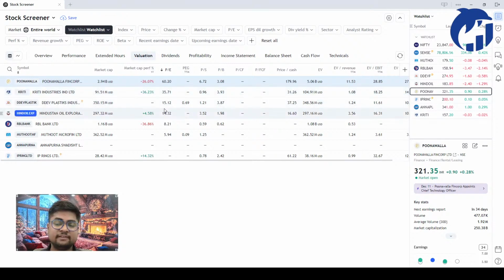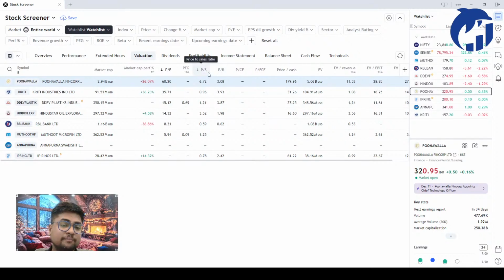And talking about DDV Plastic, DDV Plastic has been at a P/E ratio of 15, which is quite attractive as of now, and Hindustan Aerospace is at a P/E of 14.32, which is also attractive. If you look at RBL Bank and Muthoot Finance, which are below 10, we have to look at why they are trading at a lower P/E. Is there any suspicious activity going on? Are their revenue and profit decreasing a lot? We have to look at all the things and decide.